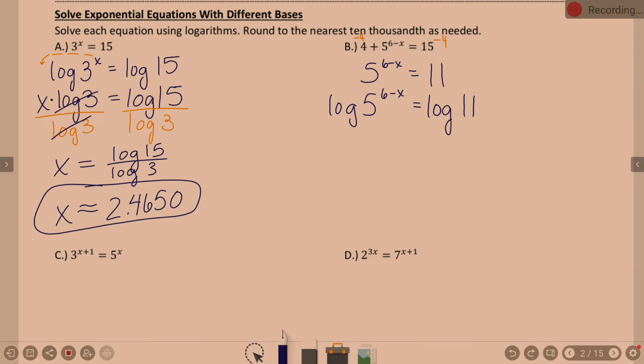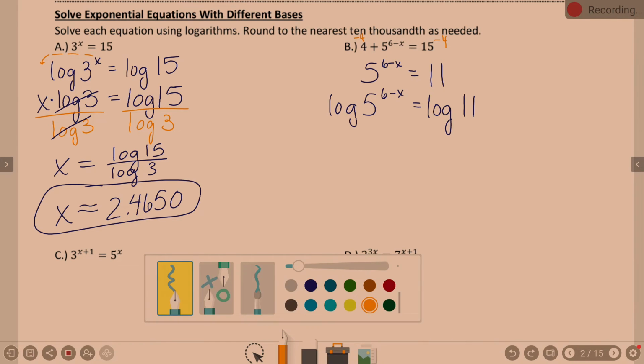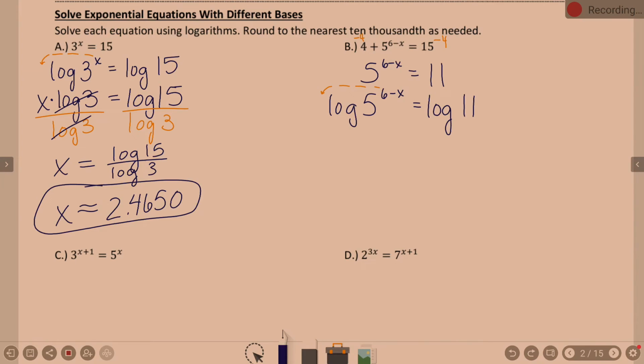What's our next step? Okay, take that power and move it out front. Now, it's a little different this time, isn't it? Last time it was a nice plain old x. This time, that power that I'm moving out front is a 6 minus x. So first of all, because it's two pieces, I'm going to suggest you put it in parentheses. So it's 6 minus x times log of 5 equals log of 11.